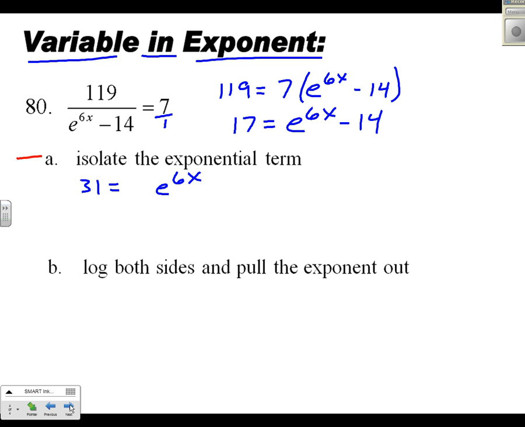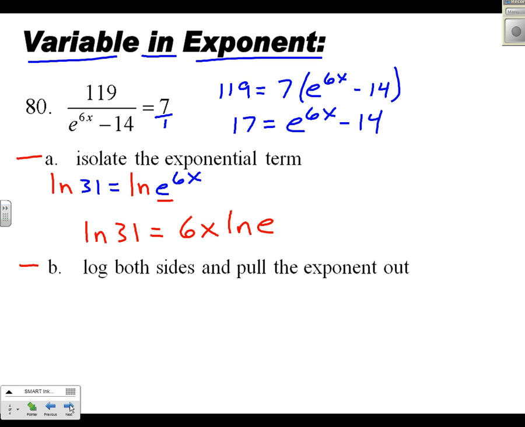Step B, next, I want to log both sides. I want to take logarithm of both sides and pull exponents out. So in this case, I would choose ln because we're dealing with a base e. So I'm going to take ln of both sides. What is ln of 31? I don't know. But what does this allow me to do? I get ln 31 equals 6x times ln e.